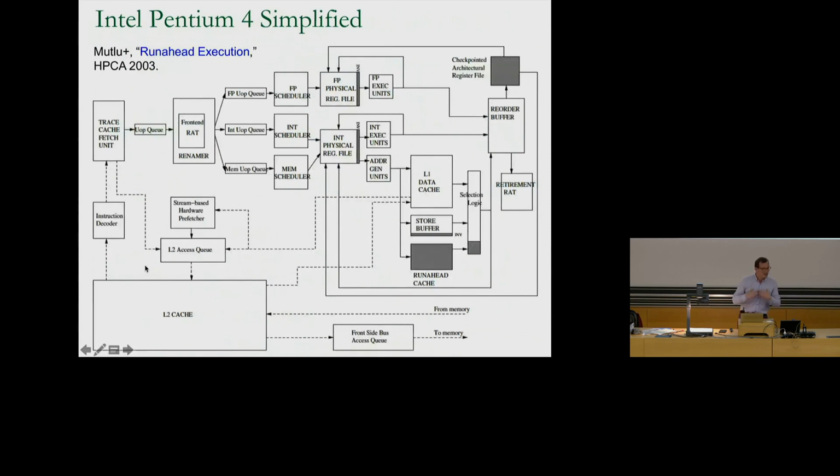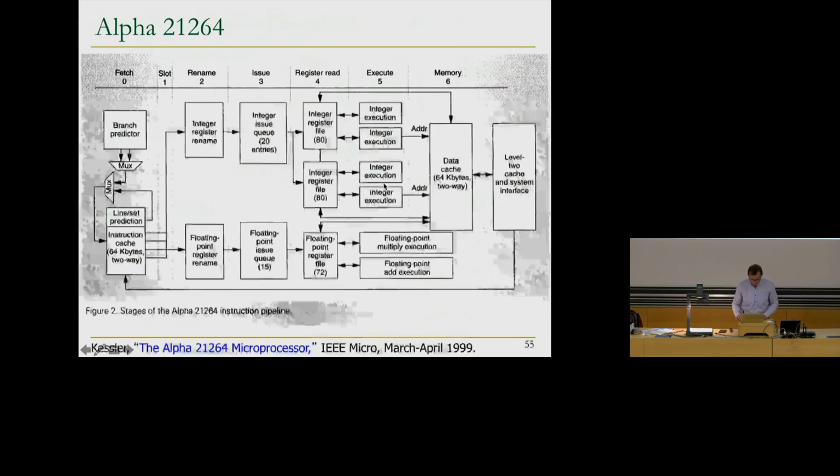This is my simplified picture from my own PhD thesis, actually. I like my own picture better. Maybe I'm a bit biased. But you can see that there's a renamer over here. That's the front-end register alias table, and then you send instructions to different reservation stations, FP, int, and memory scheduler, and then you have the physical register file for floating point, physical register file for integer, and then you schedule instructions to the execution units. And then there's a reorder buffer over here at the end, and then there's a retirement register alias table. You can ignore this part. This is what I proposed in my thesis.